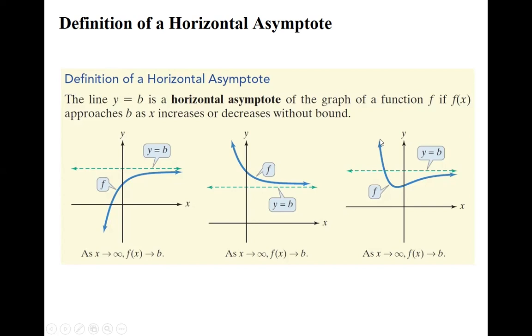Here in this third picture is what I was talking about before. This graph actually does cross the horizontal asymptote, but as we get closer to infinity, we have that action of approaching this value of b without touching it. So that means that we do have a horizontal asymptote, even though it crosses at some point. So horizontal asymptotes are very similar to end behavior.